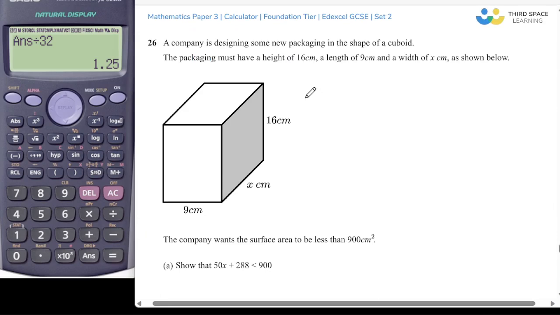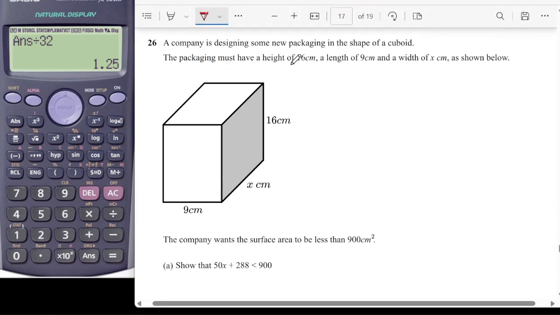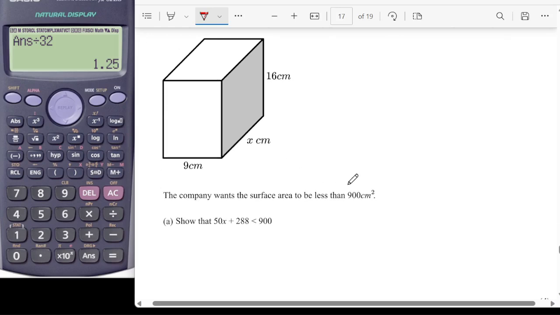Okay, question 26. A company is designing a new package in the shape of a cuboid. The package must have a height of 16 centimeters, a length of 9 centimeters, and a width of x centimeters, as shown. The company wants the surface area to be less than 900 square centimeters. Show that. Okay, so for the surface area, we're going to have, in effect, two lots of each one of these. So two lots of x times 16 plus 9 times 16 plus 9 times x. And we want that to be less than 900.